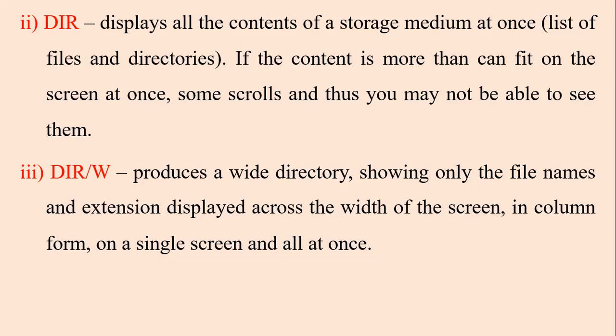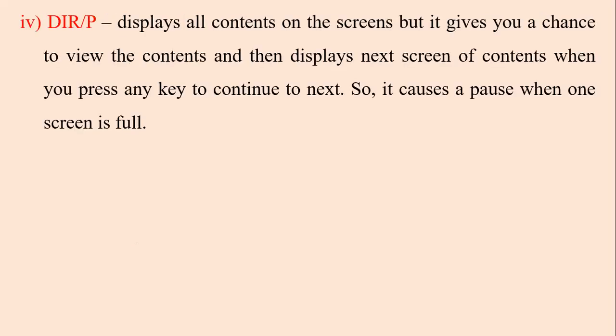The list of files and directories will not scroll continuously as we have seen for DIR, but all the directories will be displayed on the screen, but at once in form of columns. What about if you type the command dir forward slash and then you press P?